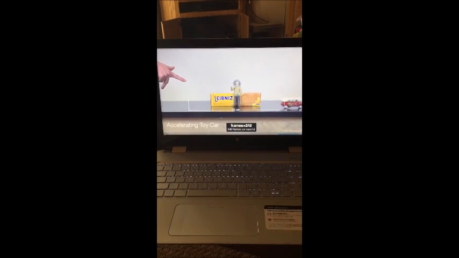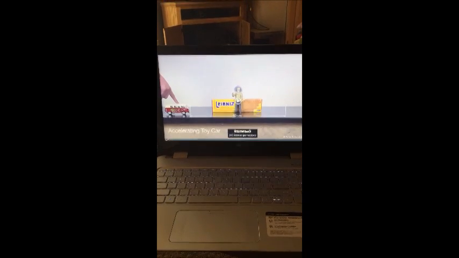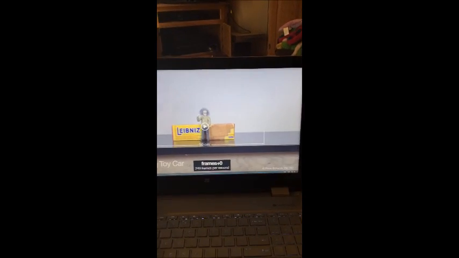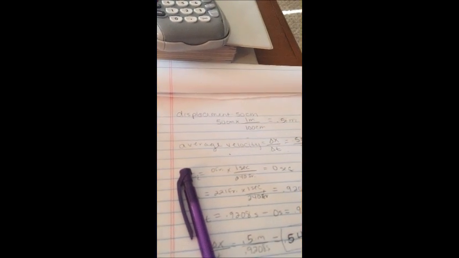The toy car starts at 0 centimeters, travels across the table, and crosses the 50 centimeter mark. The first question being asked is: what is the total displacement of the toy car? Like I said, 0. This is 0, and it crosses this line, which is 50 centimeters. So the total displacement is 50 centimeters.